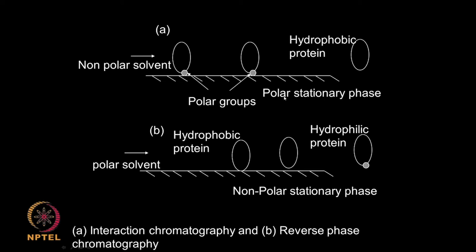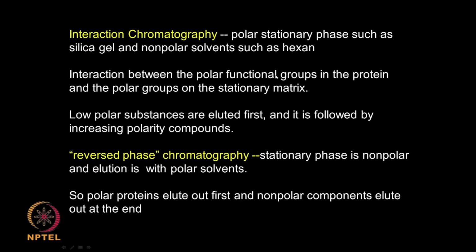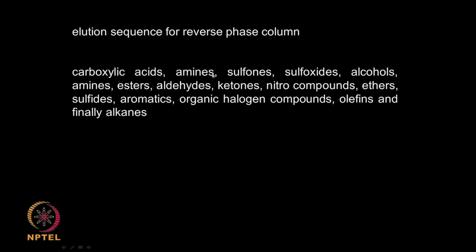So, with a polar stationary phase, hydrophobic proteins will come out first, whereas with a non-polar stationary phase, hydrophilic proteins will come out first. Interaction chromatography uses a polar stationary phase like silica gel and non-polar solvents like hexane, whereas in reverse phase chromatography the stationary phase is non-polar and the elution phase is polar solvents like water. The elution sequence for reverse phase is carboxylic acids, amines, sulfones, sulfoxides, alcohols, esters and so on, and finally the alkenes.